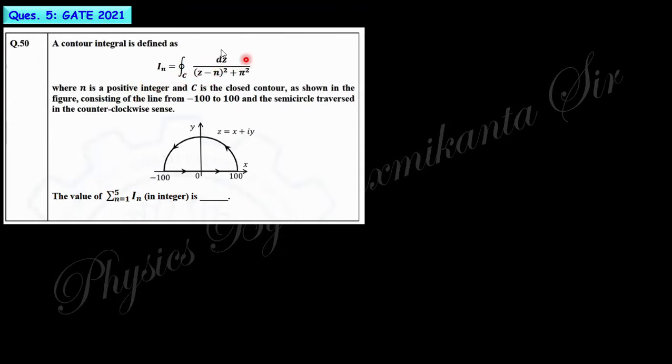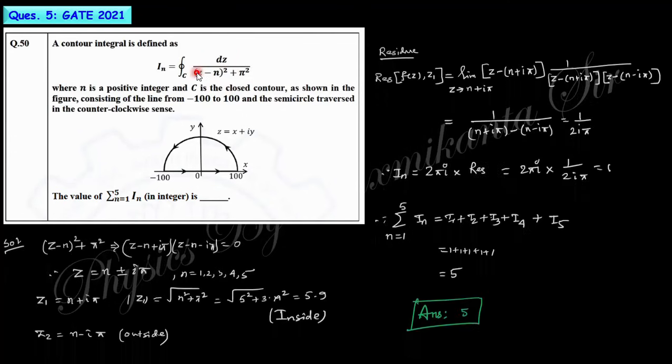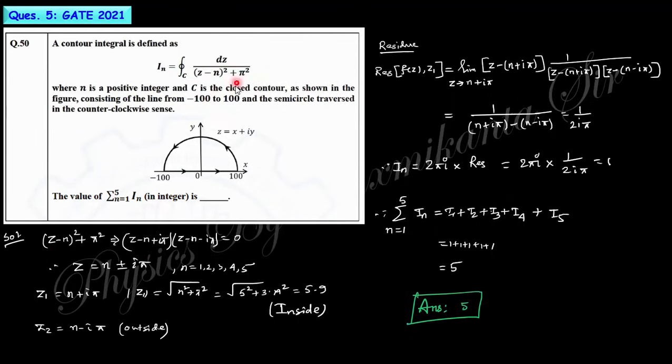Next question says, this is the contour integral. The contour is closed, with radius from minus 100 to plus 100, and what will be the value of this integral? Here you can see the integrand diverges, that is, the poles are at these two points, that is z equals n plus i pi, and if you take the maximum value 5, this will be 5 plus i pi, which is within this radius. So these are all inside, but minus i pi is negative, so it is outside. So these are outside.